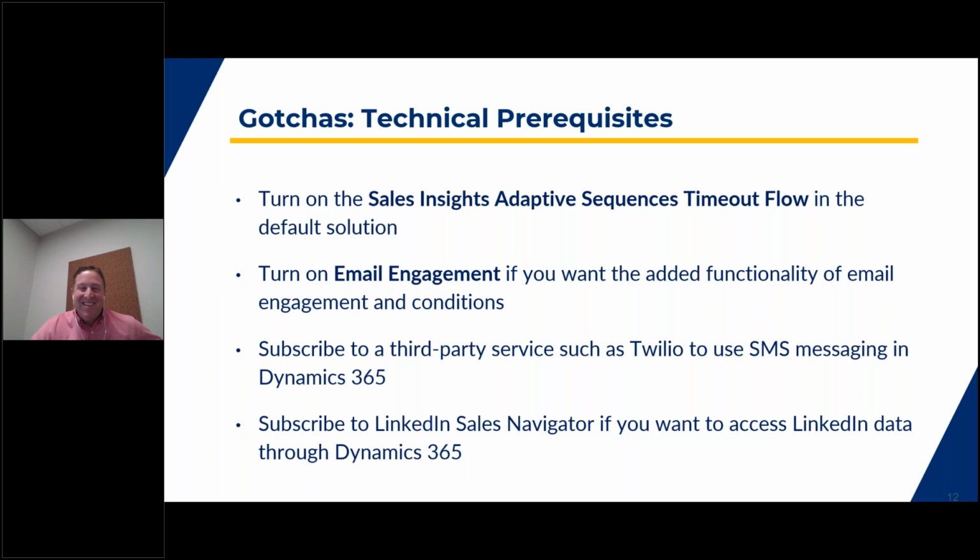So some of the things, technically, that we ran into, so I already alluded to one of them in the security roles. In setting them up, we found that you have to really pay attention to security roles and make sure that they're enabled. But you also have to turn on sales insights, adaptive sequences, timeout flow to make sure this works. You need to turn on email engagement if you want the added functionality of email engagement and conditions for emails. And then you also have to subscribe, if you want to use SMS messaging, to a service like Twilio to actually be the delivery of those SMS messages.